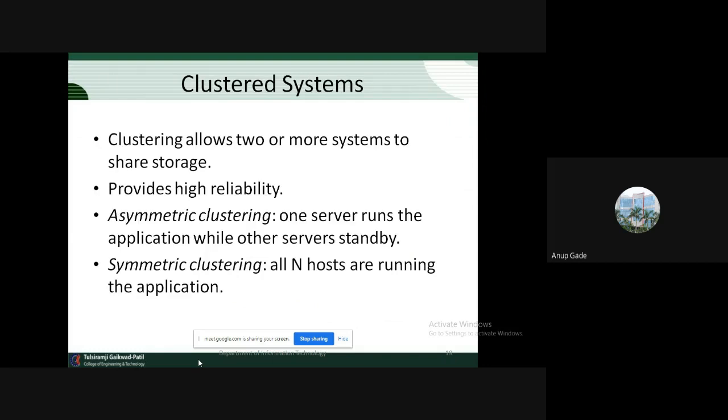Then a cluster is basically a group. Clustering allows two or more systems to share storage. Whenever two or more systems are there and they are sharing resources, it provides higher reliability as compared to the others. Clustering can be either asymmetric or symmetric. In asymmetric clustering, one server runs the application whereas others are on standby, and in symmetric clustering, all hosts are running the applications.